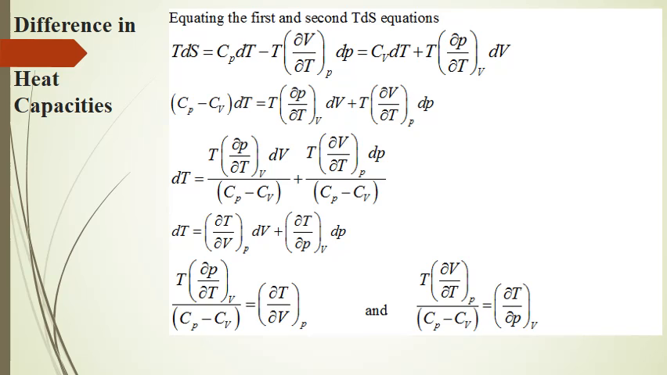Now we compare the third and fourth expressions on the slide with each other. So we equate the coefficients of dV as well as the coefficients of dP for both of these expressions, and we get T (∂P/∂T) at constant V upon (Cp minus Cv) is equal to (∂T/∂V) at constant P, and T (∂V/∂T) at constant P upon (Cp minus Cv) is equal to (∂T/∂P) at constant volume.